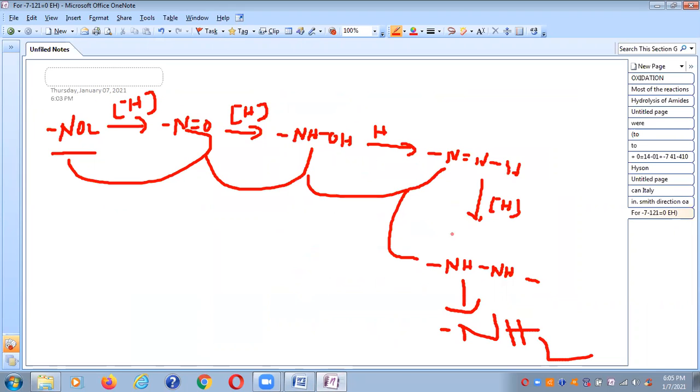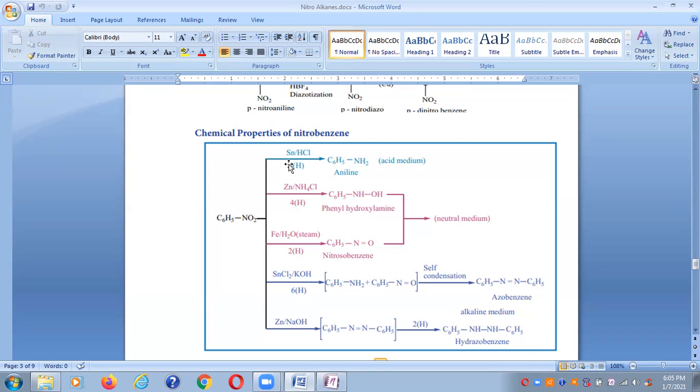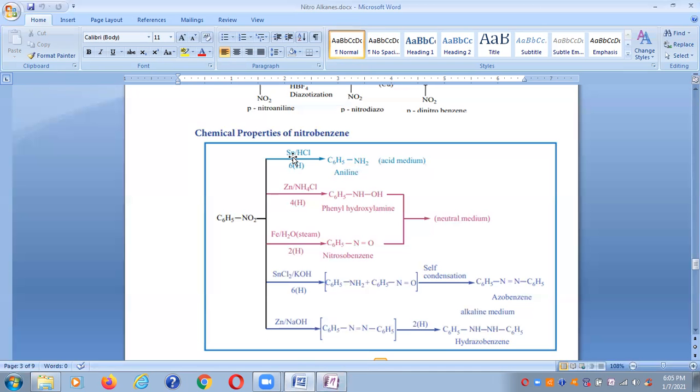This course of reduction reaction depends on the nature of the reagent. When we are using a strong reducing reagent with a catalyst, as in electrolytic reduction, we end up with NH2. We end up with the conversion of the NO2 group into the NH2 group. So in reduction in acidic medium, with tin and HCl, tin is the catalyst which produces HCl, electrons, and hydrogen. Then we get aniline. Next, what happens in reduction in neutral medium?